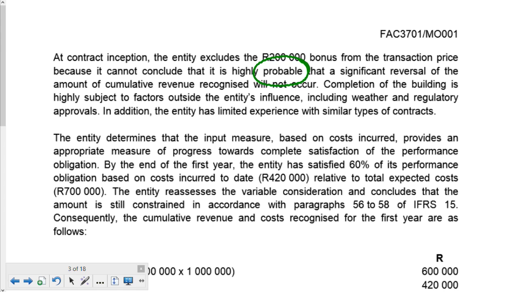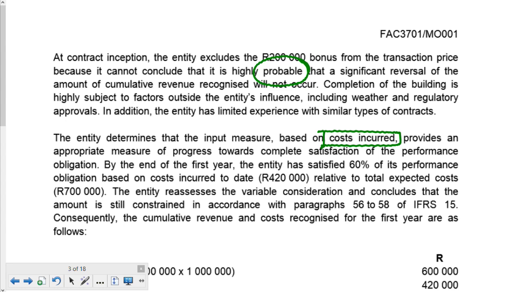The entity determines the input measure based on costs is an appropriate measure of progress towards completion. Do you agree that we're going to measure that obligation over a period of time, as we build the house? What they've said is that the costs incurred as a percentage of the total costs is a measure of how far we are with the contract. That's one way of doing it. There are other ways. We could get a quantity surveyor to come in and do it. There are many ways of doing this over time measure. So we have to look at what the client said is what they think is the best measure.